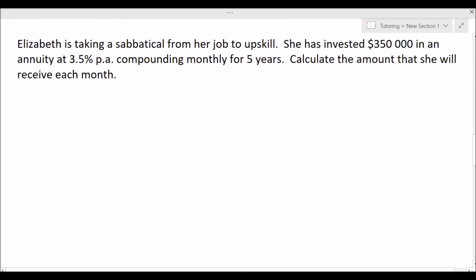Okay, so the formula you need is the present value formula, because you can see she has presently invested that amount of money, okay? And the other keyword here is receive. She's receiving money, therefore we must be in the withdrawal phase of an annuity. Okay, so you need the present value formula, but you can also see we're solving for a different variable this time, okay? So the formula we need is this one.